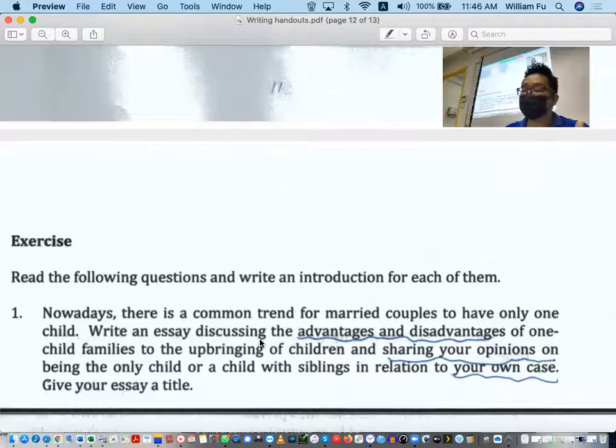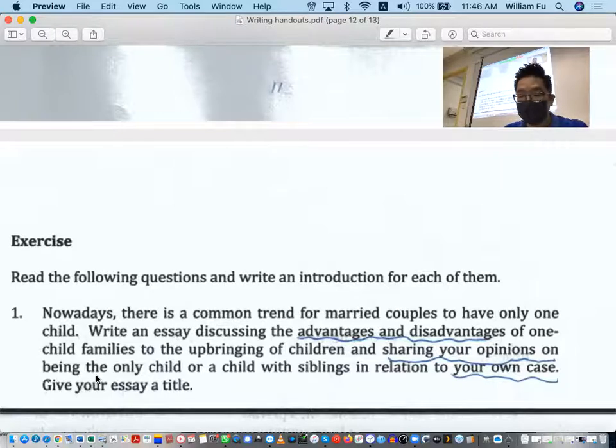Write an essay discussing the advantages and disadvantages of one-child families to the upbringing. What's upbringing? Now, upbringing means, for example, whether you've got education, whether the parents actually educate them, 教養, okay, 家教, that sort of thing, upbringing of children, and sharing your opinion on being the only child or a child with siblings in relation to your own case. Give your essay a title.